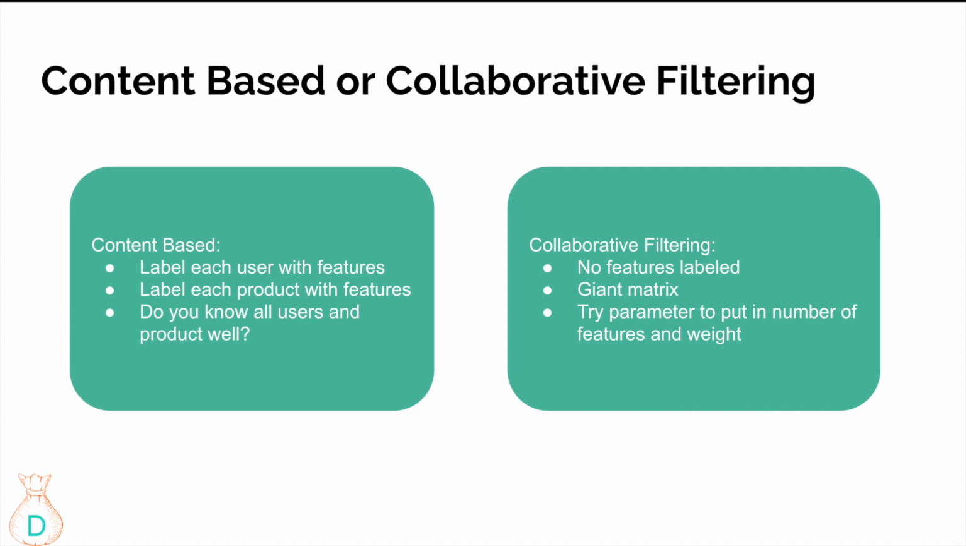system. On the other side, you have collaborative filtering, which means no features are really labeled across your products or across your users. You're pretty much clustering users and items based on their similarity, or you can do factorization, where it's like a giant matrix, and you try to put in different parameters, such as the number of features in each product or each user, and the weight of each feature or product. Then it will be more ambiguously defined, but it will be a lot easier for people who want to recommend things when you don't really know your user and your product well.